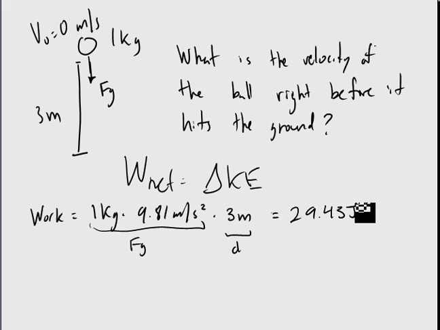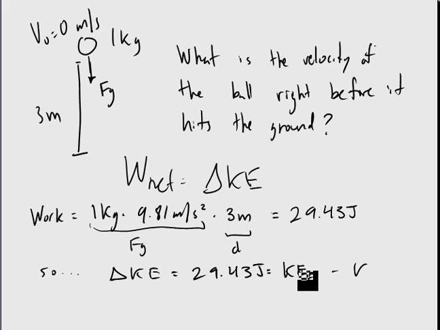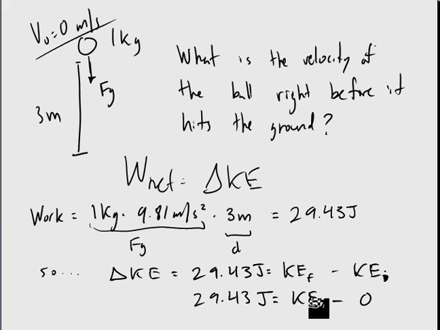So we know that the change in kinetic energy must be equal to 29.43 joules. And we know that the change in kinetic energy is equal to the final kinetic energy minus the initial kinetic energy. But the ball is at rest, right? The ball is at rest when we start. So it has a kinetic energy of 0. So we have that 29.43 joules is equal to the final kinetic energy minus 0 joules. So 29.43 joules is equal to the final kinetic energy.